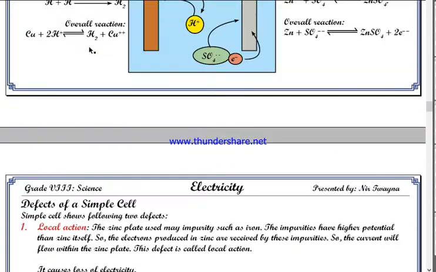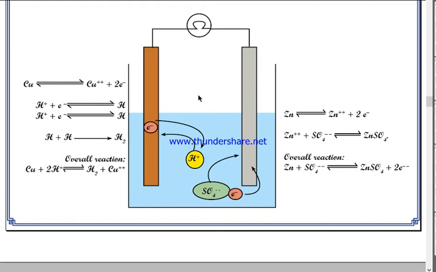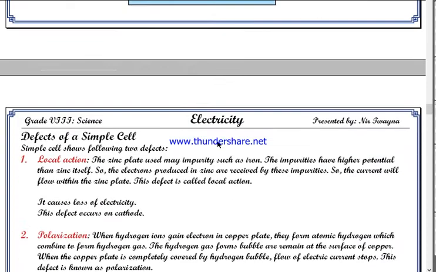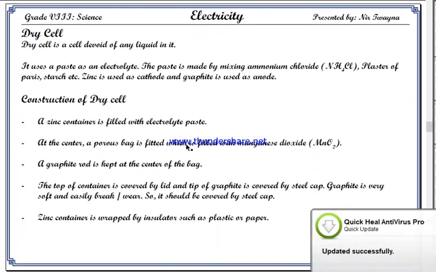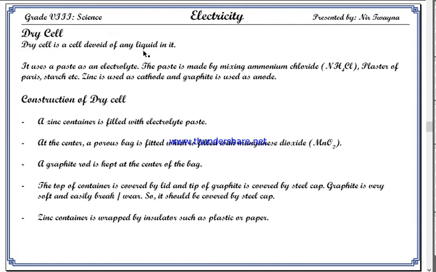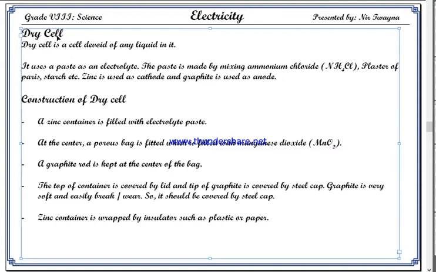Well, if you go to basic structure of cell, you can see the electrolyte of a simple cell is actually liquid. Yes, the electrolyte of a simple cell is liquid, but dry cell does not have any liquid as an electrolyte. The electrolyte of a dry cell is not in liquid phase. That is why it is called dry cell. Okay, dry cell is a cell devoid of any liquid in it.